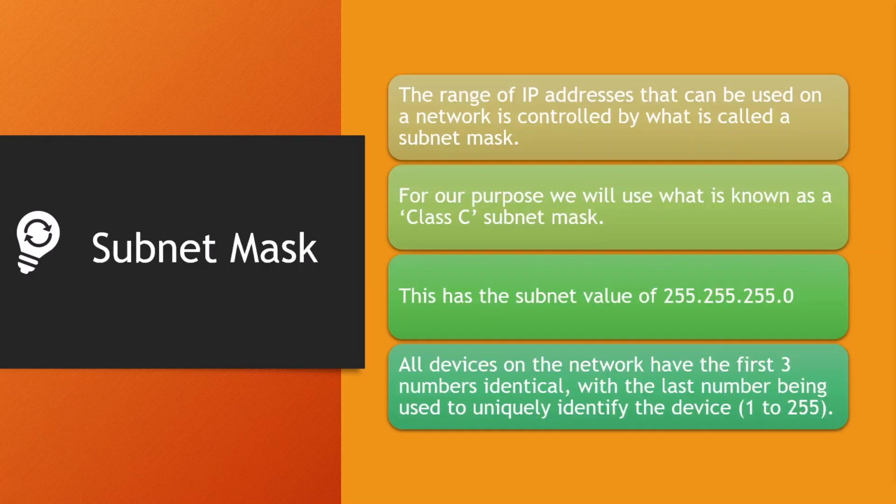One other important part of networking to go with the IP address is what's called a subnet mask, and this controls the range of IP addresses on the network. We're going to use what's called a Class C subnet mask, so it's got 3 255s and a 0. This basically means that the first 3 parts of the IP address are always going to be the same, and it's the last number that denotes the device ID on the network.